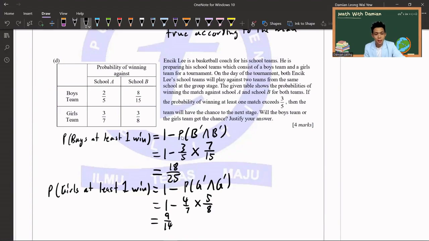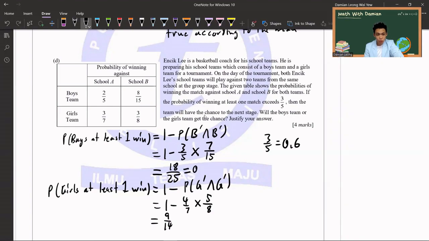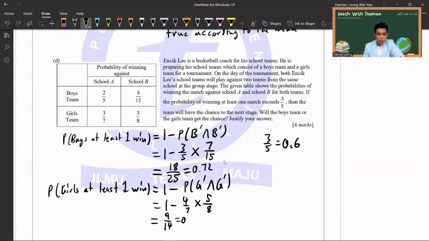So if I compare this, it's easier to see it in decimals. Okay, 3/5 is basically 0.6. 18 over 25 is 0.72. 9 over 14 is 0.6428.